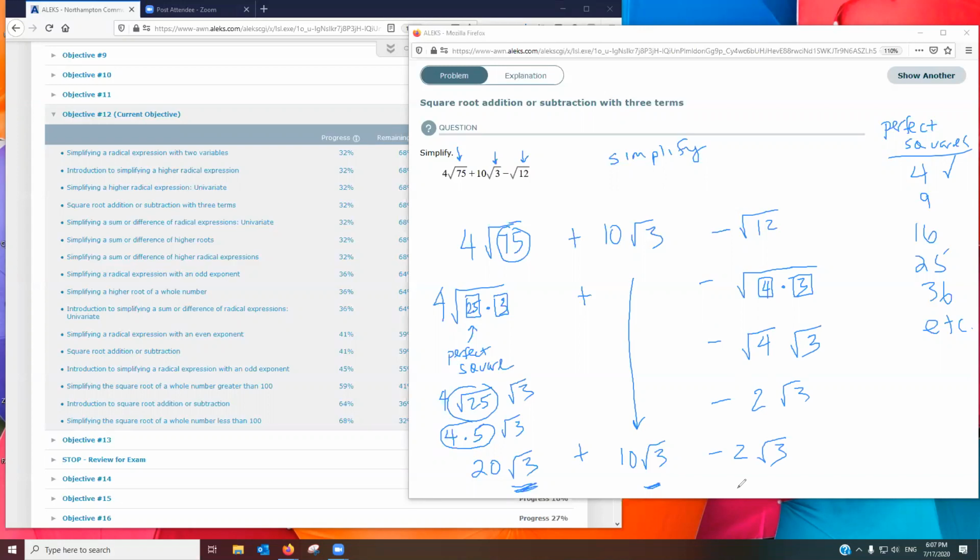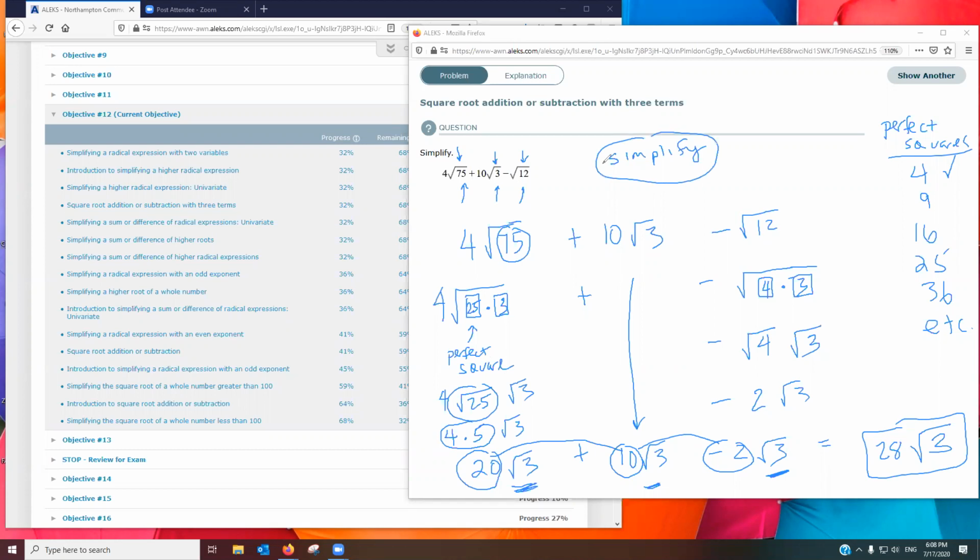Now I can combine these because now I have the same square root part in each of these expressions. So I keep the square root part as is, and then I'm going to do 20 plus 10, that's 30. 30 minus 2, 28. So the answer to this one is 28 times the square root of 3. So even though it didn't look like I could add or subtract these because the square root parts were different to start out with, it turns out that by simplifying each one of them, they did end up all reducing down to have a square root of 3 part in them.